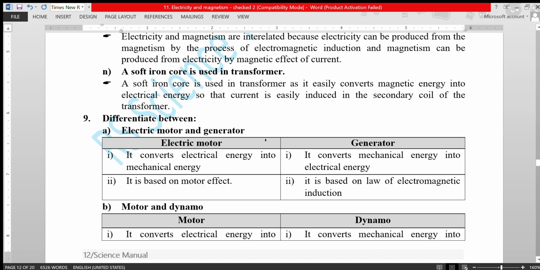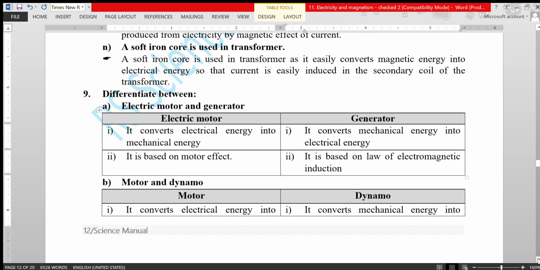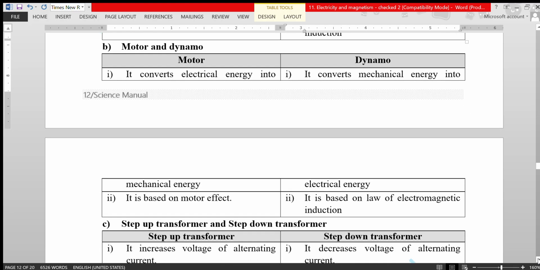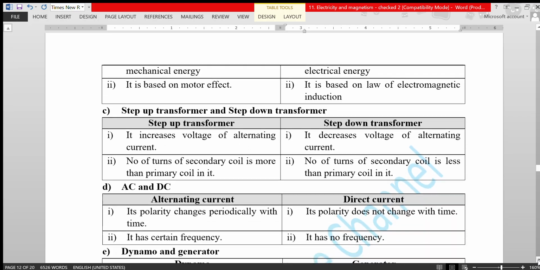Differentiate between electric motor and generator. Motor: it converts electrical energy into mechanical energy. It is based on the motor effect. Generator, or dynamo: it converts mechanical energy into electrical energy. It is based on the law of electromagnetic induction.